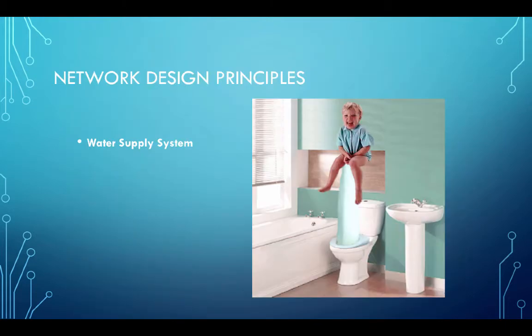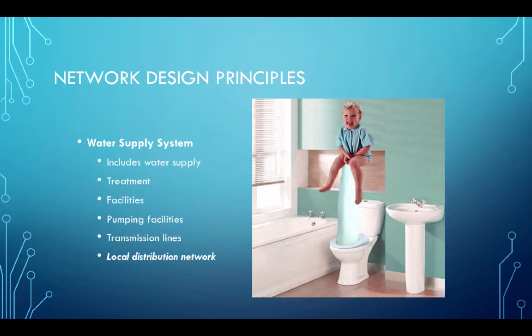Next, we're moving into the network design principles for a water supply system. Water supply includes all aspects of the supply, so it includes the actual raw water, treatment, other facilities, pumping facilities, transmission lines, and ultimately the local distribution network. And all those bullet items can be represented in a hydraulic model if necessary.